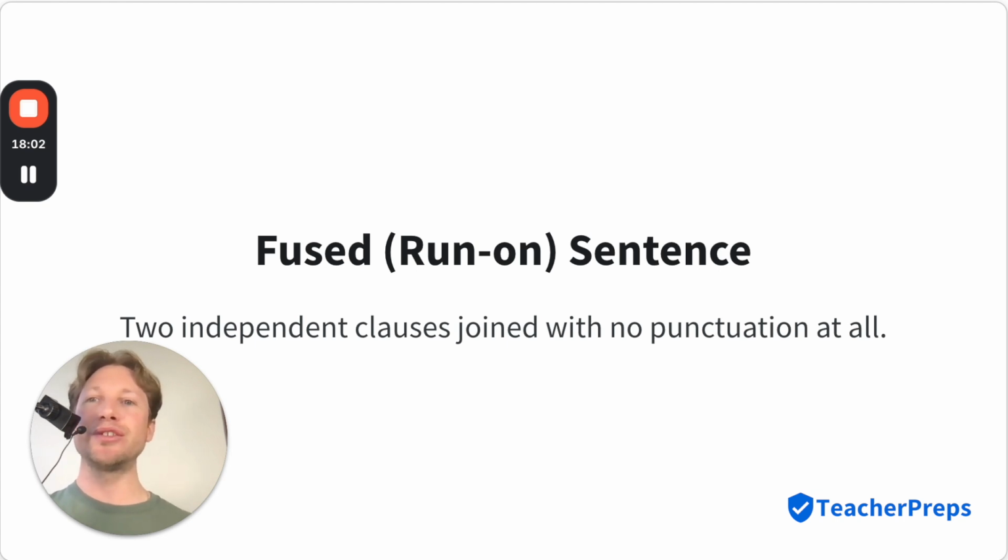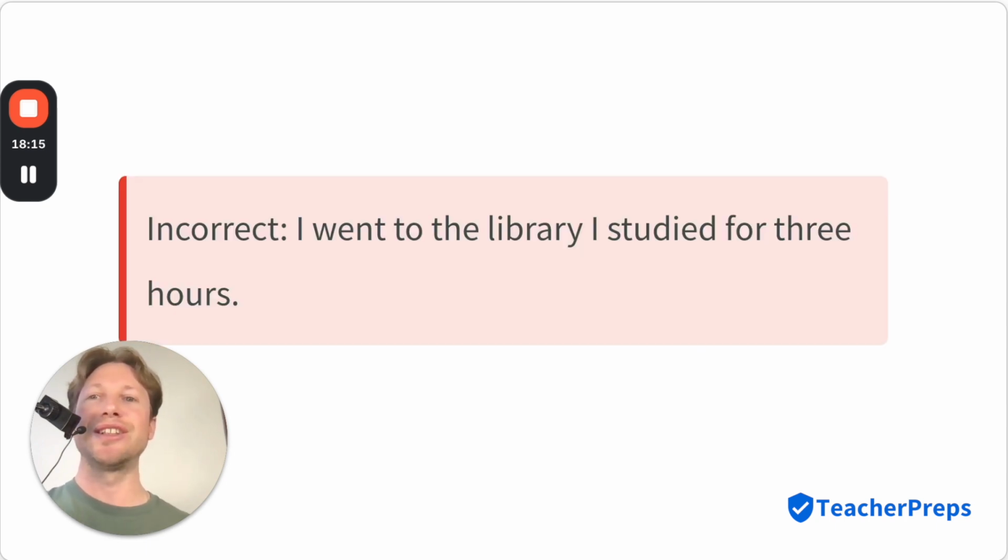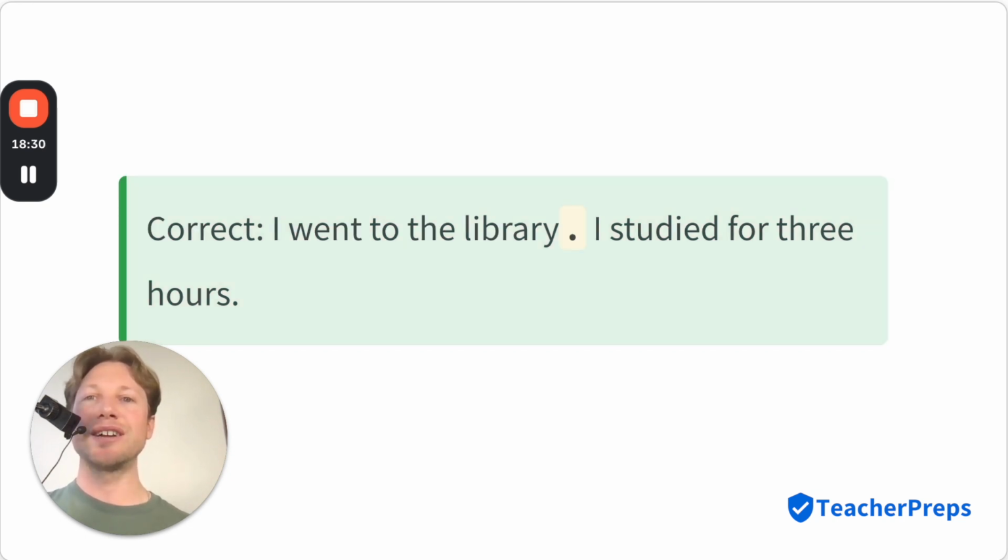All right, so similar to a comma splice, we have this fused or run-on sentence, and this happens when two complete sentences are smashed together and we're left with no punctuation at all. Let's take a look at a bad example. All right, "I went to the library I studied for 3 hours." It's hard to tell where one thought ends and another begins. Again, luckily for us, the fix is simple. So let's take a look here. "I went to the library. I studied for 3 hours." Much cleaner, much easier for the reader to understand.